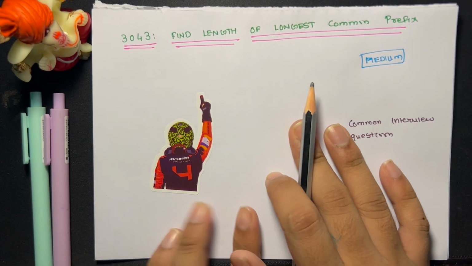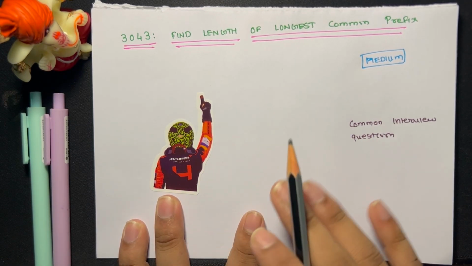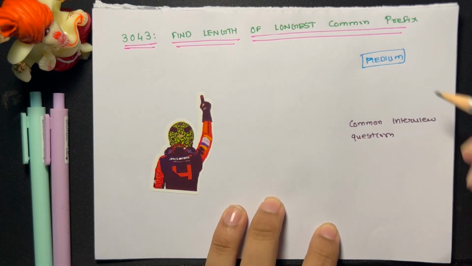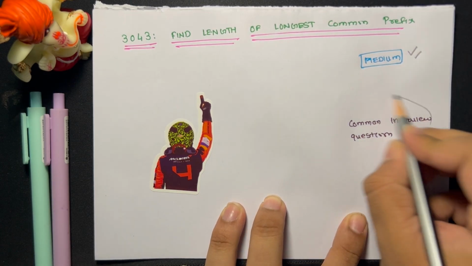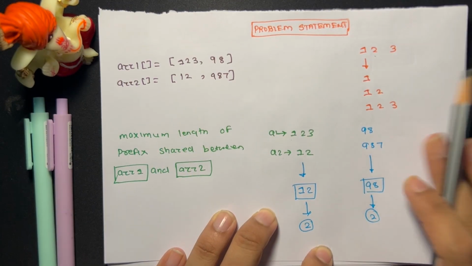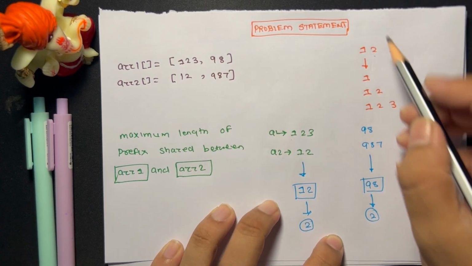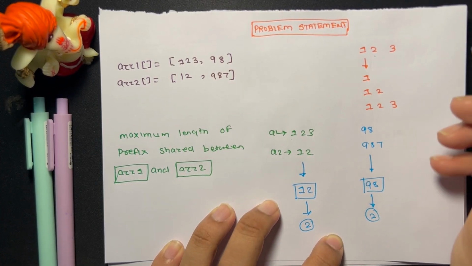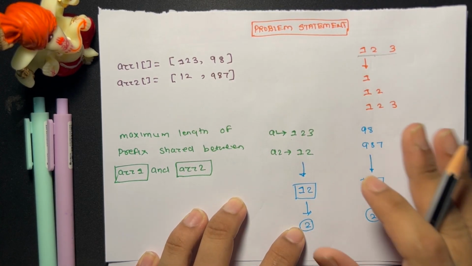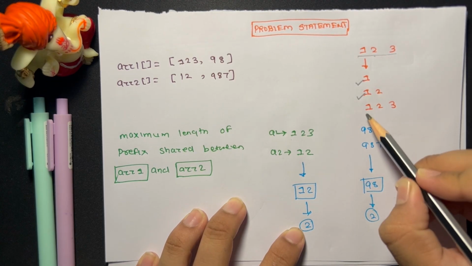So today's LeetCode question 3043, find length of longest common prefix. It's a medium level question. It is a very common interview question. Okay, what is a prefix of a number? So prefix means from the leftmost digit, take one digit. So for 1 2 3, the prefixes will be 1, 1 2 and 1 2 3.